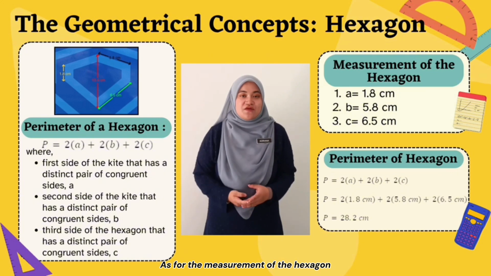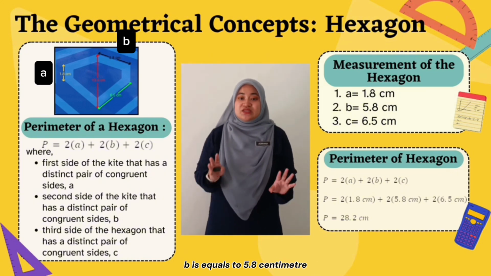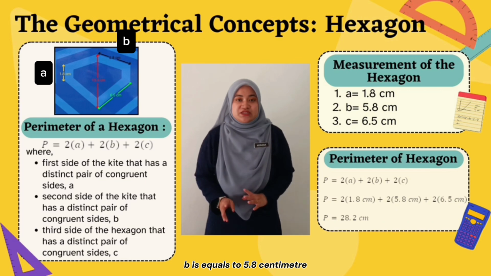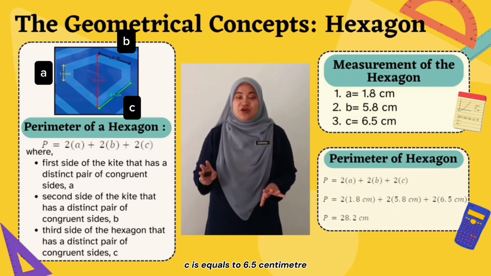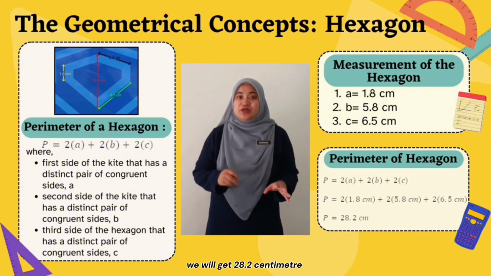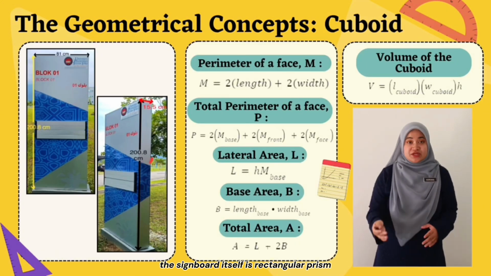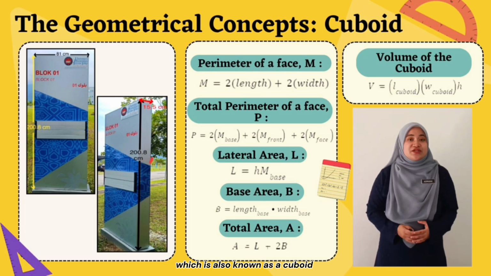As for the measurement of the hexagon, A is equal to 1.8 cm, B is equal to 5.8 cm, C is equal to 6.5 cm. When we substitute these measurements into the formula, we will get 28.2 cm. The signboard itself is a rectangular prism, which is also known as a cuboid.